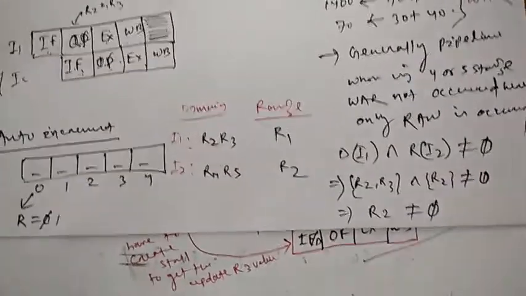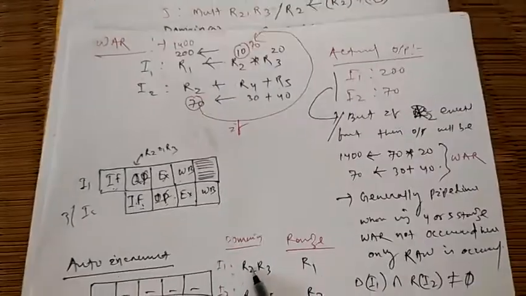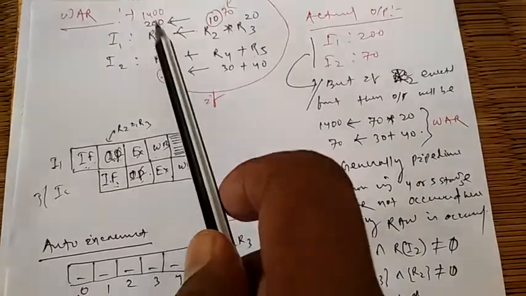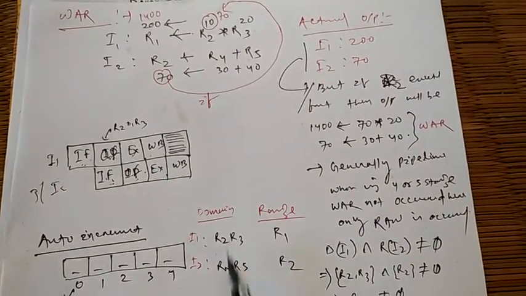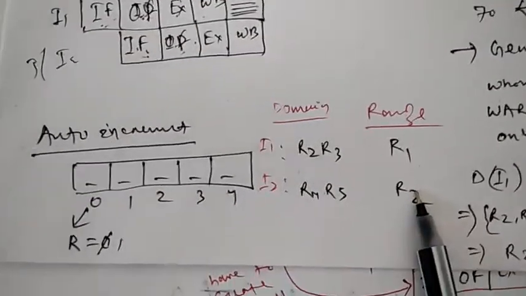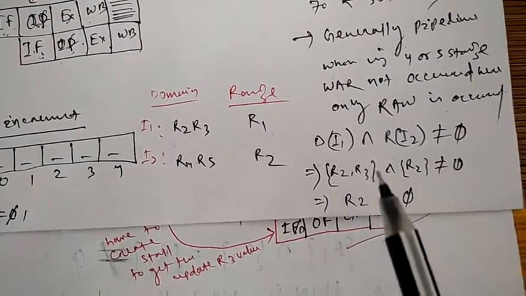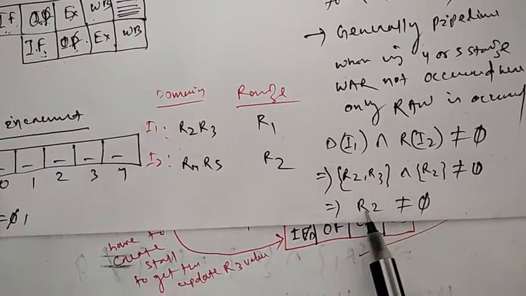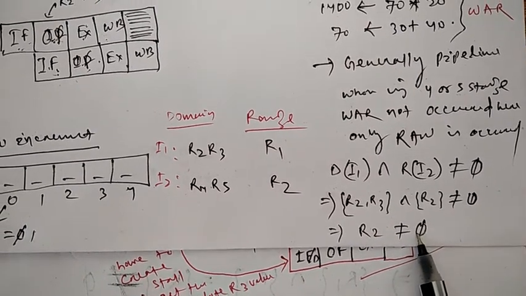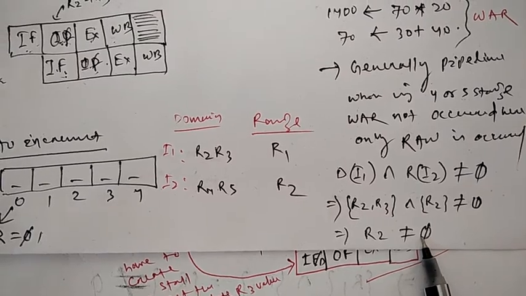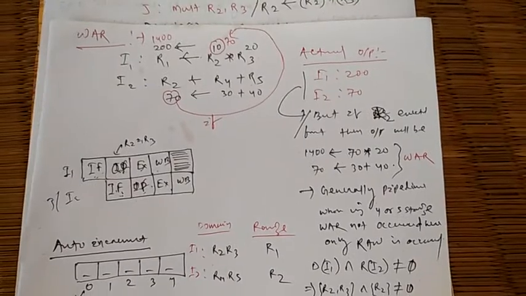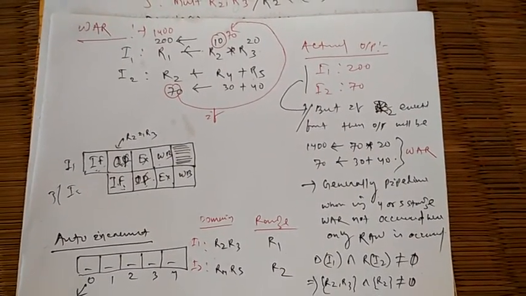So let's find the domain and range. The domain of instruction I1 is R2 and R3, and the range of instruction I is R1. The domain of I2 is R4 and R5, and the range is R2. So if you find the intersection, R2 is a common element, which is not equal to null, meaning there is a common element. So it will create hazards. This is another example of read after write hazards.